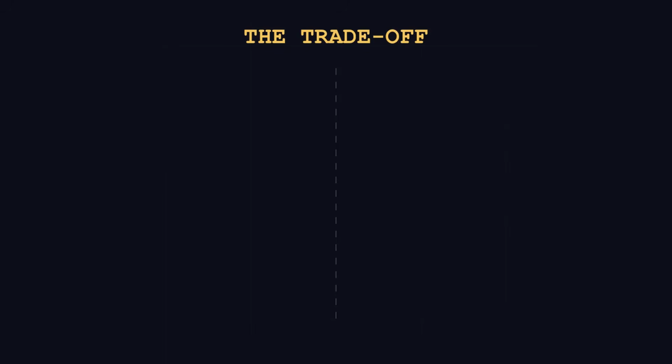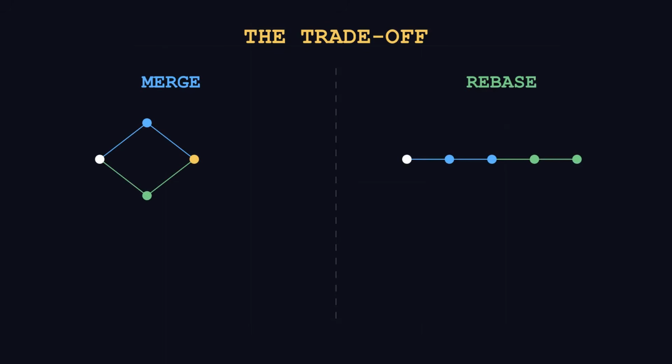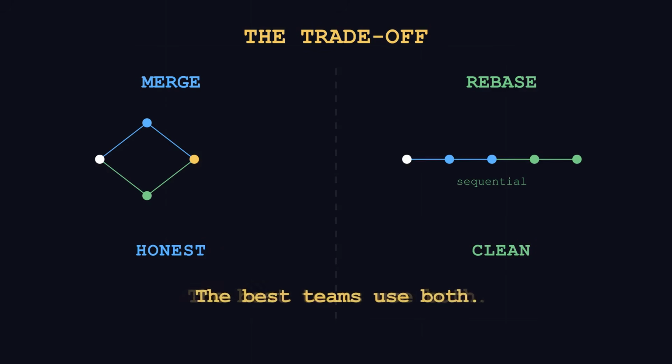And that's the trade-off. Merge preserves what actually happened. 2 people worked in parallel and then combined their work. Rebase rewrites history to look like it was sequential. Neither is better. Merge is honest. Rebase is clean. The best teams use both.